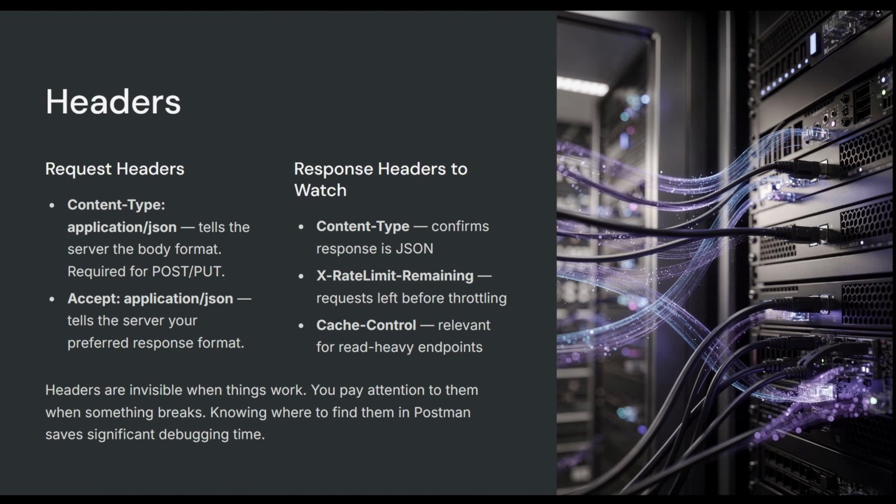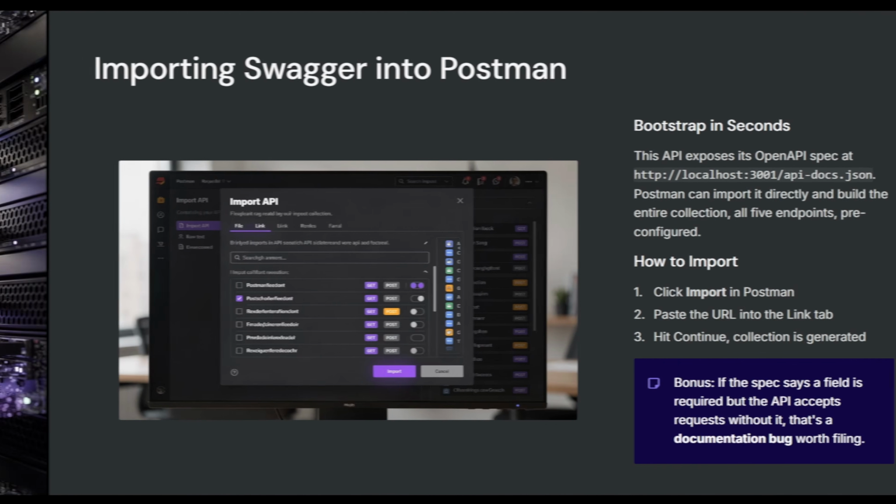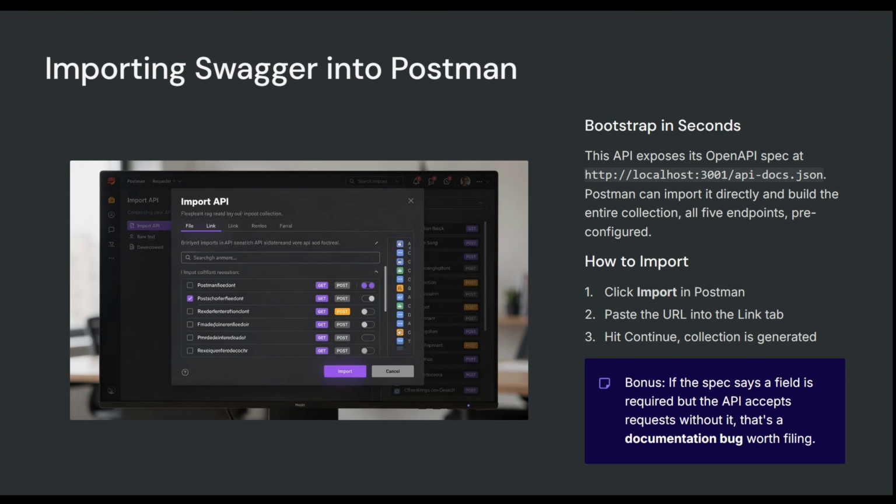You pay attention to headers when something breaks, and being comfortable finding them in Postman saves a lot of debugging time. Another tip before we move on, this API exposes its OpenAPI spec as a JSON file at localhost 3000/API-docs.json. Postman can import that directly and build out an entire collection for you. All 5 endpoints pre-configured with all the right methods and example bodies and ready to run.